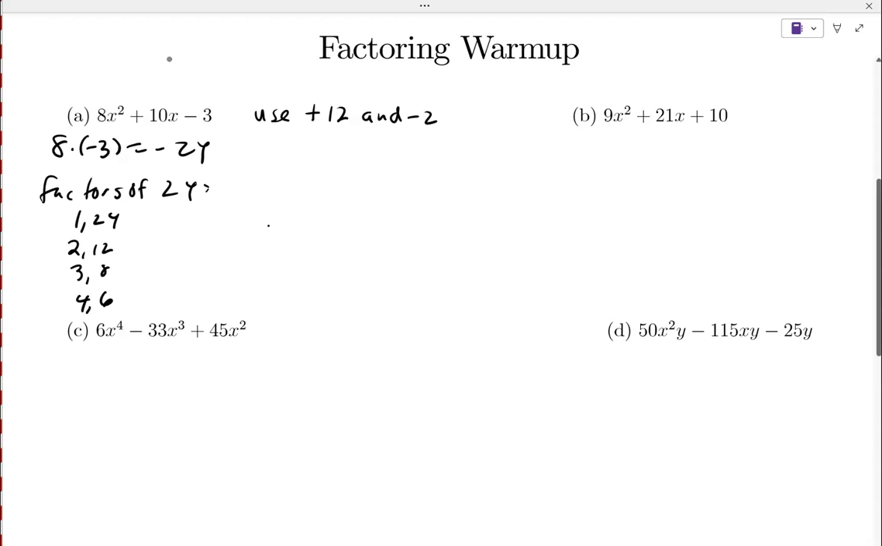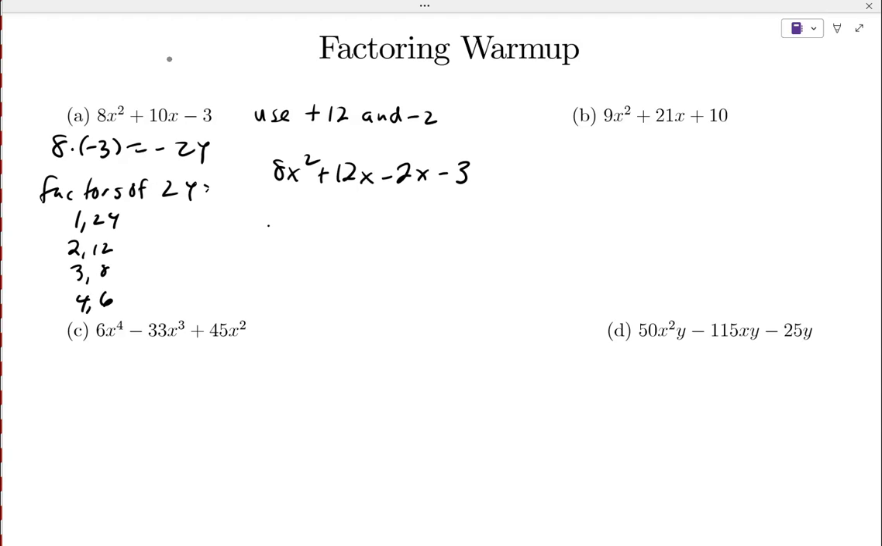So what do we do with those numbers now? How do we rewrite our expression? Was there something that goes with the 12? 12. Good. Minus 2x minus 3. Yep. So we use the 10. We're trying to get the 10x, so we're going to rewrite the 10x as the plus 12x and the minus 2x.